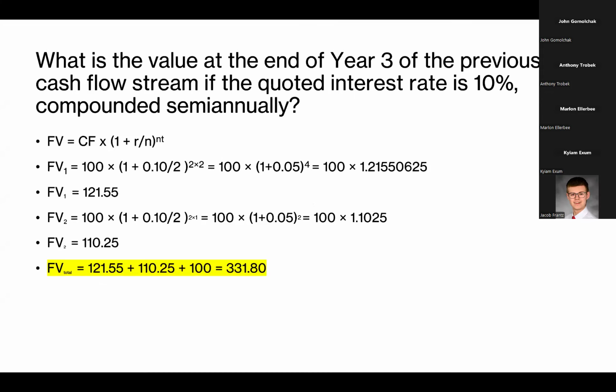Next question was, what is the value at the end of year 3 of the previous cash flow stream if the quoted interest rate is 10% compounded semi-annually? So you use the future value formula, which AJ and Kai both explained. So step one, you just calculate the future value in year one, that's the FV1, and you get 121.55, and then you do the same thing for year two, and I got 110, and then you basically combine those plus the flat rate of 100 for year three, you get the total of 331.80.